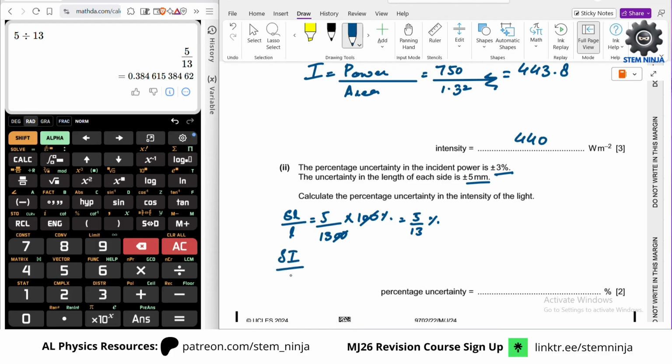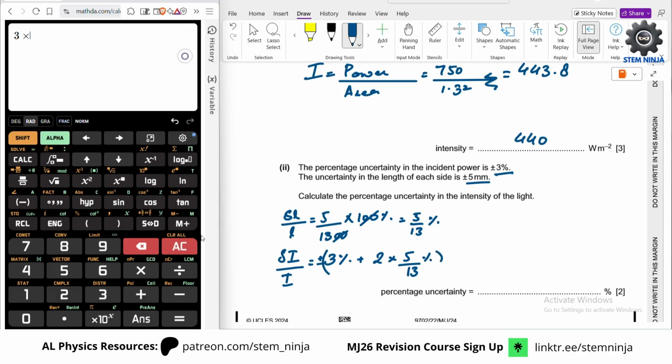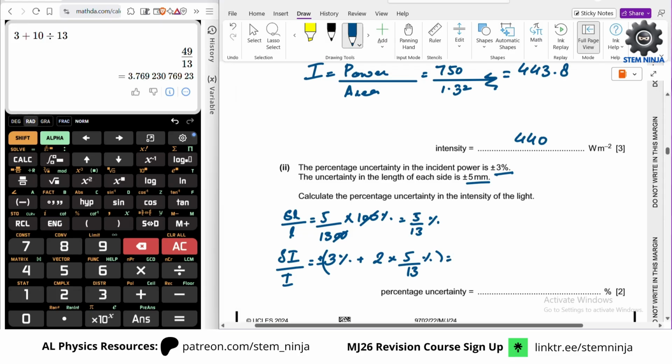So for the percentage uncertainty in the intensity, we have 3% plus, oh yeah, sorry, area is length squared, so 2 times 5 over 13%. So 3 plus 2 times 5, 10 divided by 13, that is 49 over 13, 3.8%.